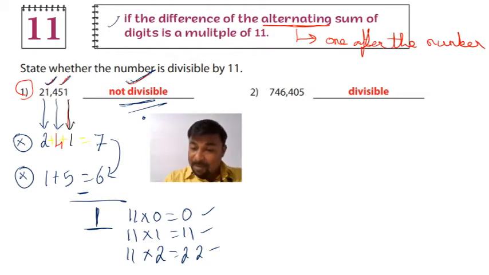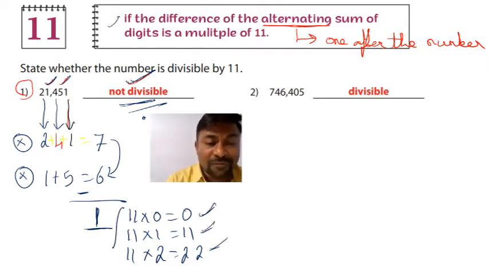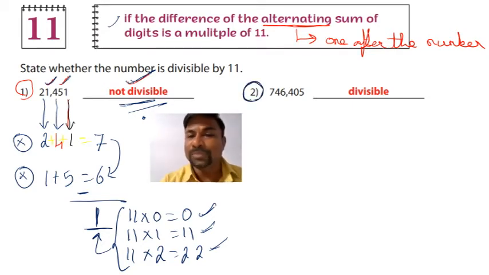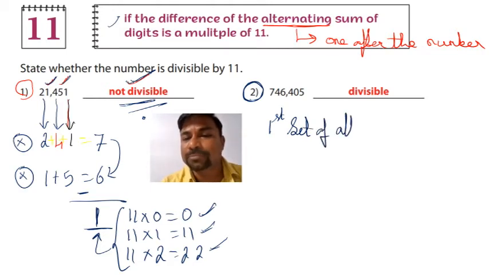What is the condition? We have to take the sum of the alternating numbers and find the difference, and if the difference is a multiple of 11, the number is divisible. 11 times 0 is 0, 11 times 1 is 11, 11 times 2 is 22. If you get any one of these as the difference, then we can say it is divisible. But we got the difference as 1, therefore it's not divisible. To help you understand better, let me come to the other example. Now, first set of alternating numbers.